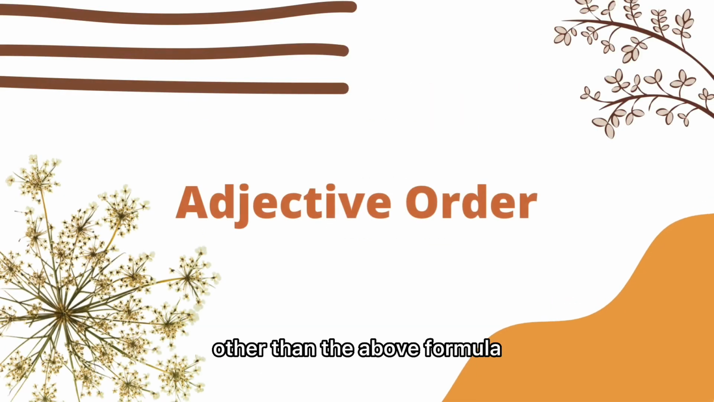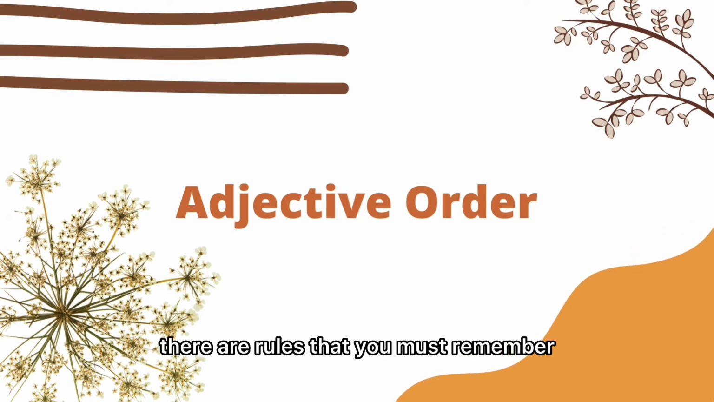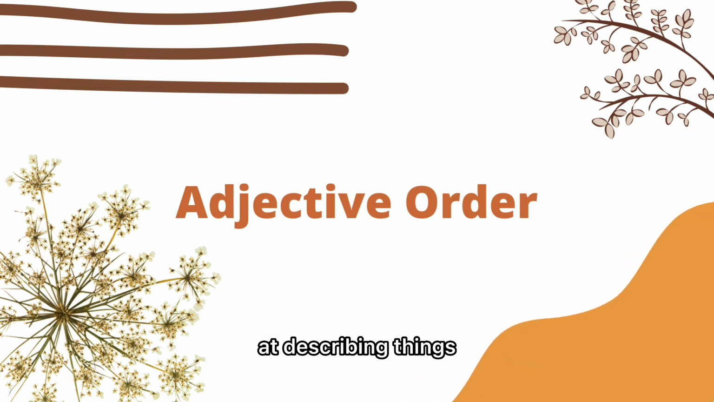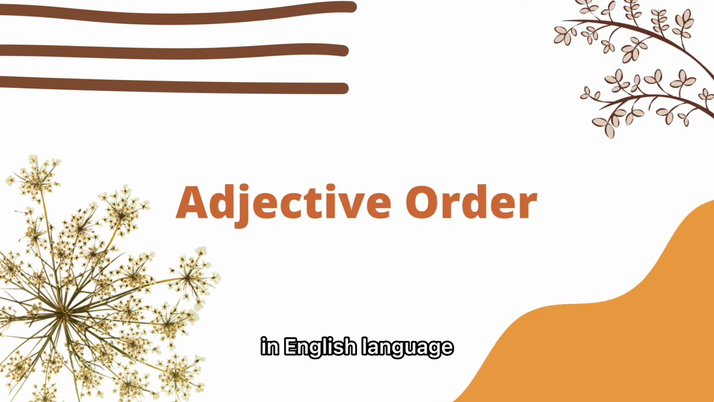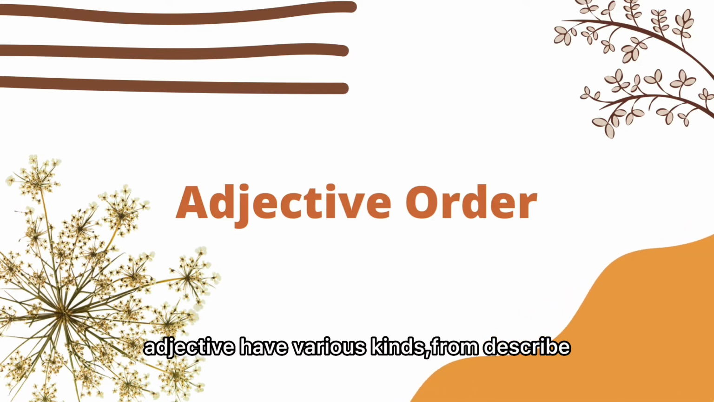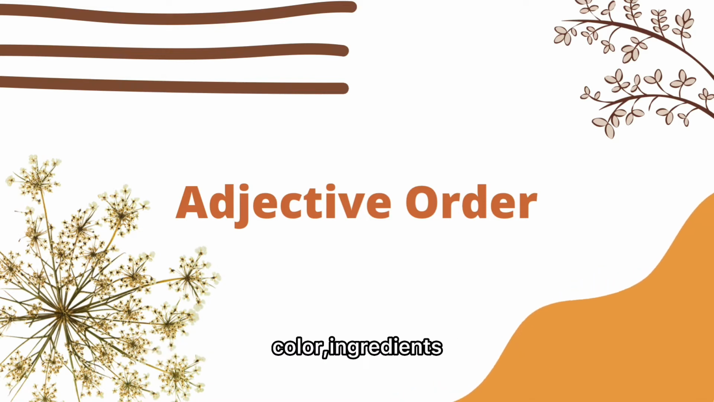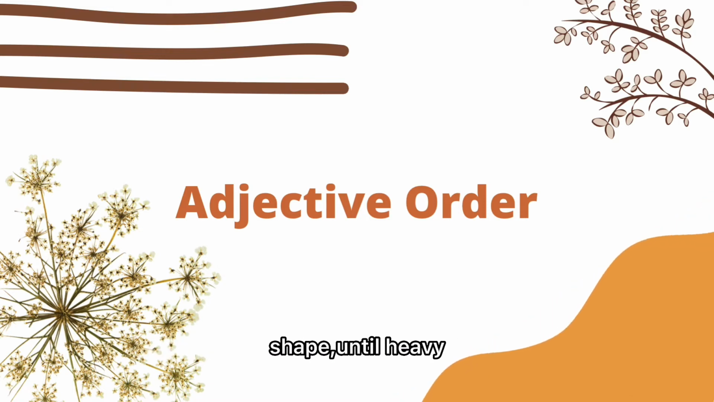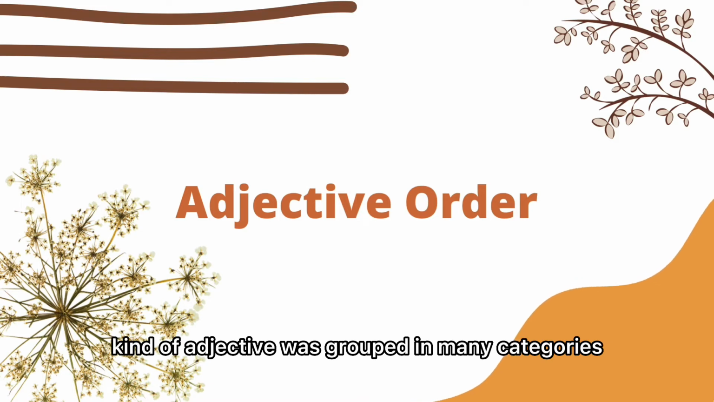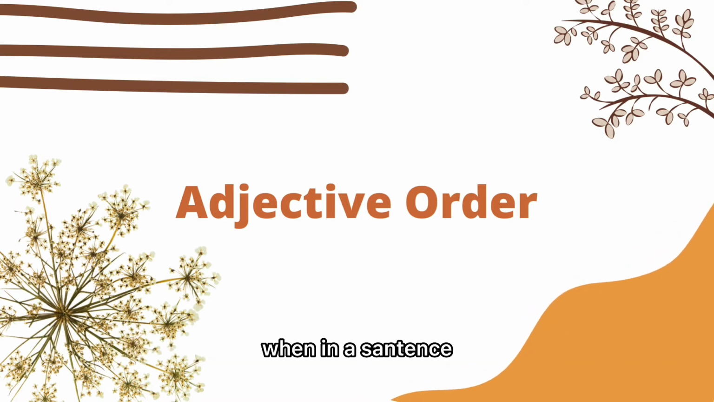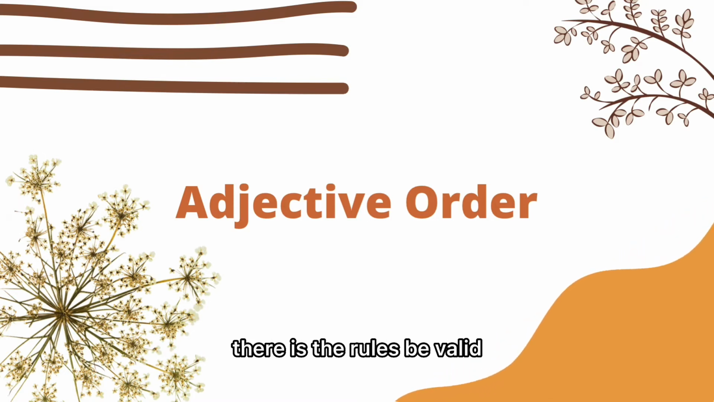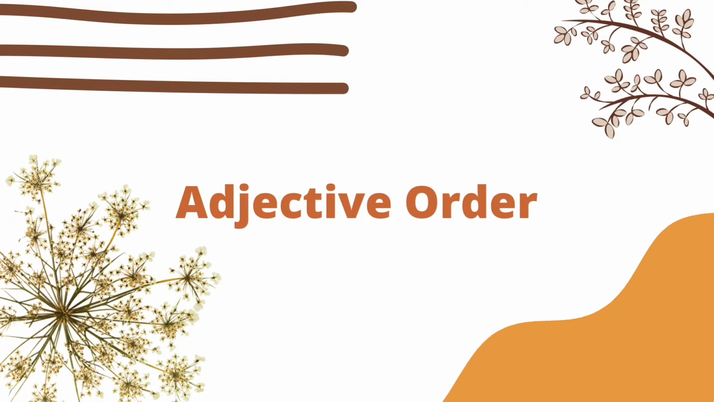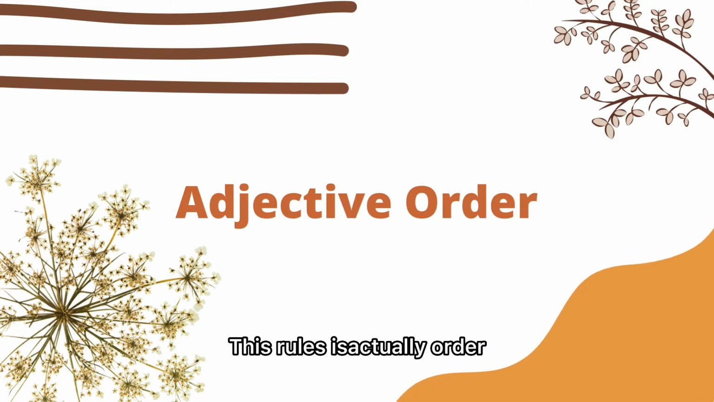Other than the above formula, there are rules that you must remember when describing things. These rules relate to adjectives. In English, adjectives have various kinds, describing color, ingredients, shapes, and names. Those kinds of adjectives are grouped in many categories. When there are several adjectives in a sentence, there is a rule that is valid. The rule is actually order.